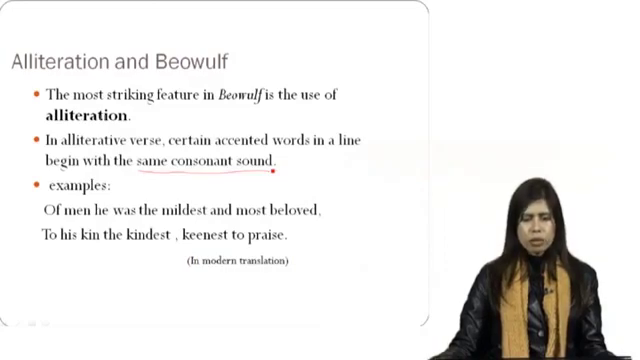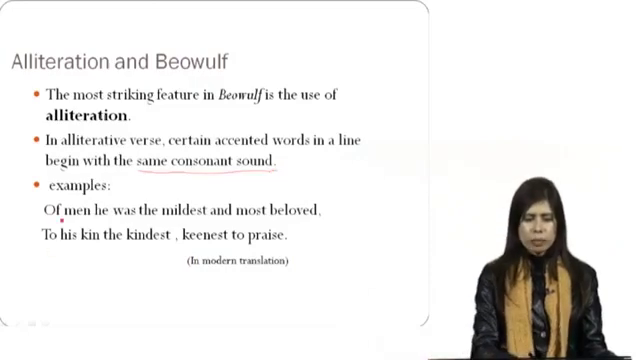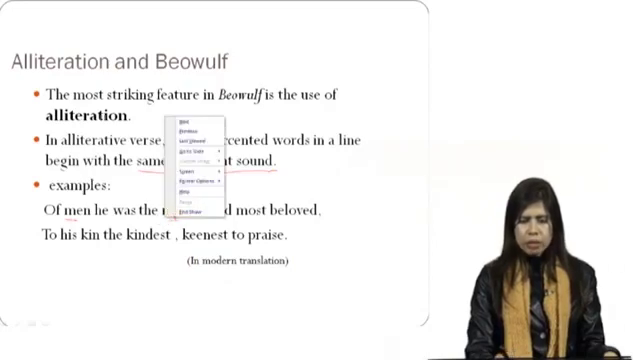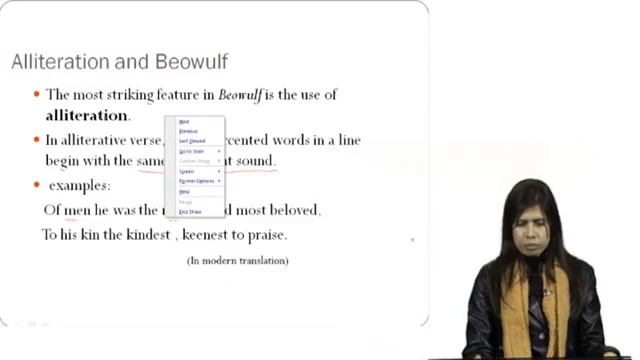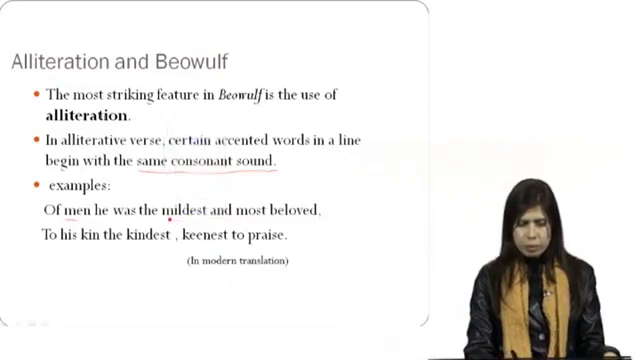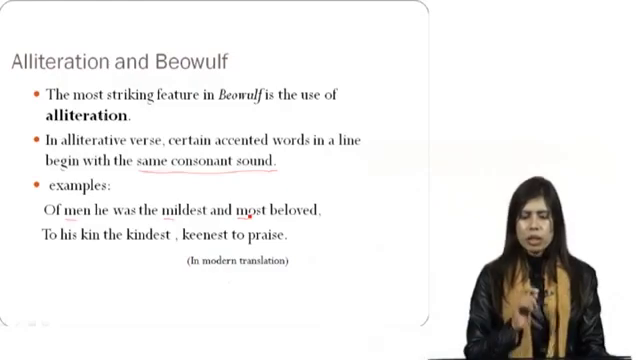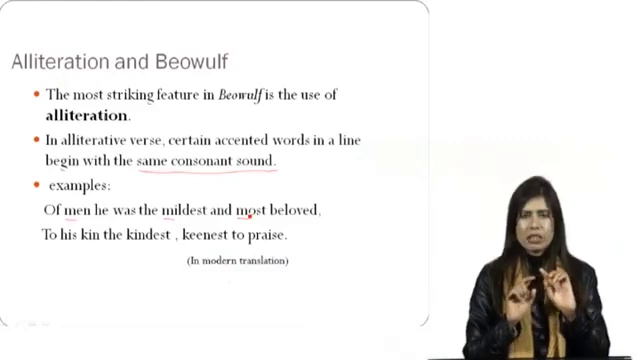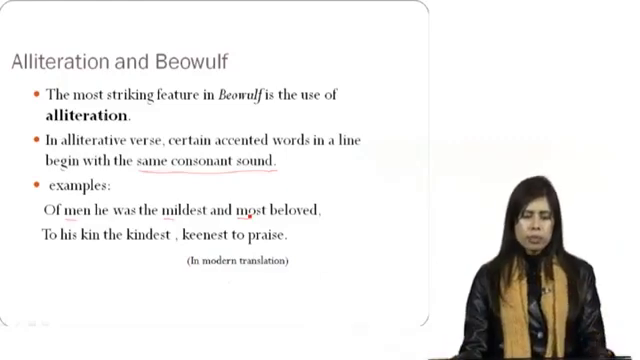Of man he was the mildest and most beloved. So here you can see this is M, this is a consonant, and there is a repetition of M once again, that is in the mildest, and there is one more repetition, that is in most. Again you can see ma sounds are here, in man, in mildest, and in most. So this is known as alliteration.